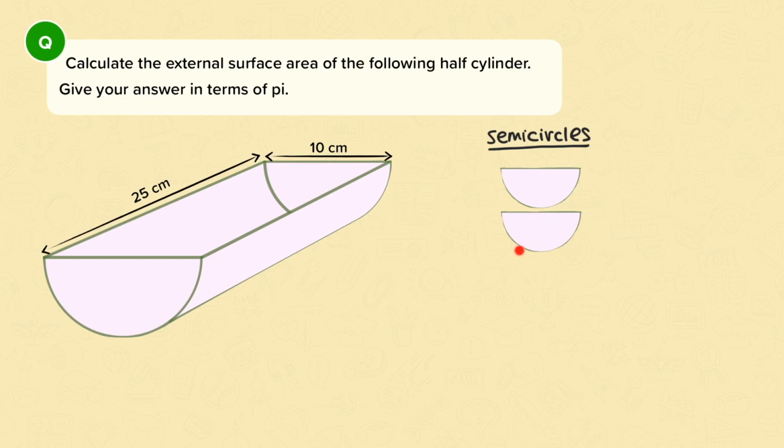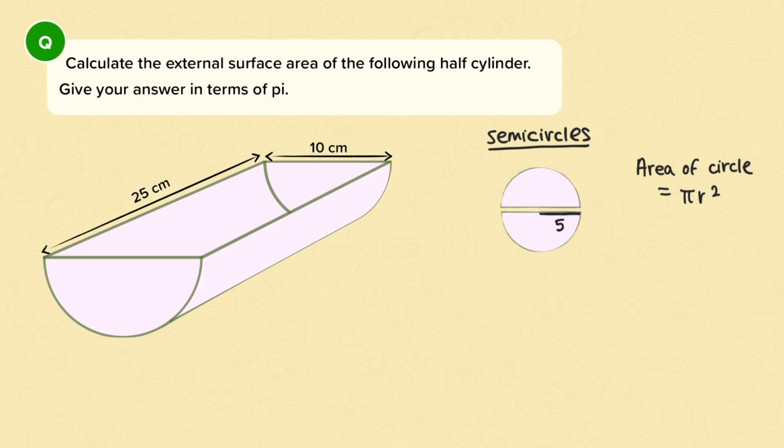So here I've just drawn out the semicircles that form part of the external surface of this shape. Each one of these semicircles has a diameter of 10, which means that they have a radius of 5 centimeters. And remember, to find the area of a circle, we would use this formula here, area equals pi r squared. Now, for a semicircle, I could find pi r squared for the whole circle and then divide by 2. Or I can use the fact that these two semicircles are the same size as each other, so I can put them together to make one whole circle, and then find the area of that circle.